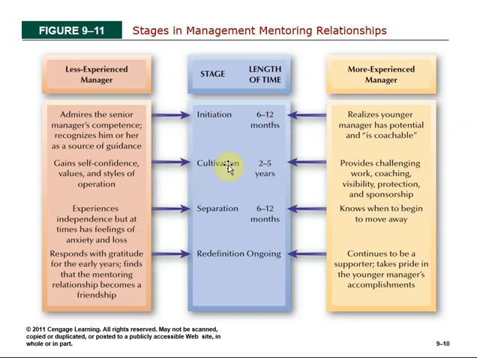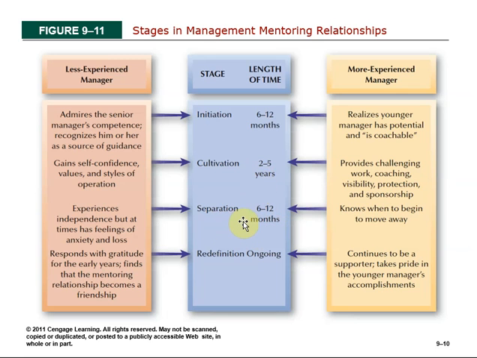The cultivation stage is generally 2 to 5 years. This is where the less experienced manager is gaining a sense of confidence and developing their own style, their own way of operating, and the mentor is providing the mentee with challenging assignments. They're pushing them, coaching them. They may provide some protection should the mentee make a mistake, and they're sponsoring and encouraging them to take on more challenging assignments.